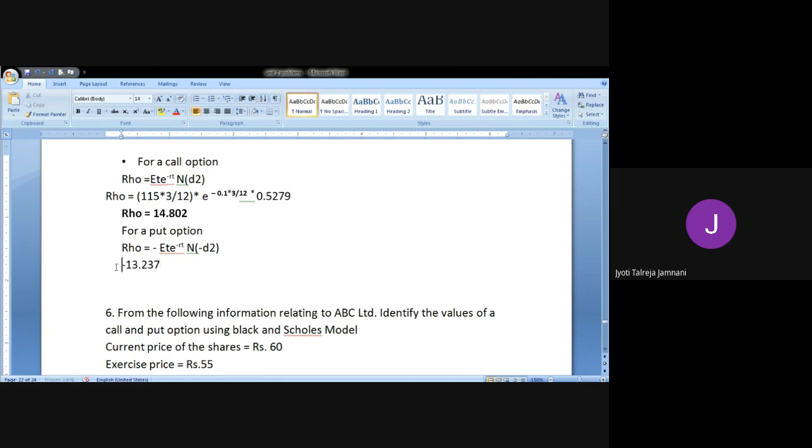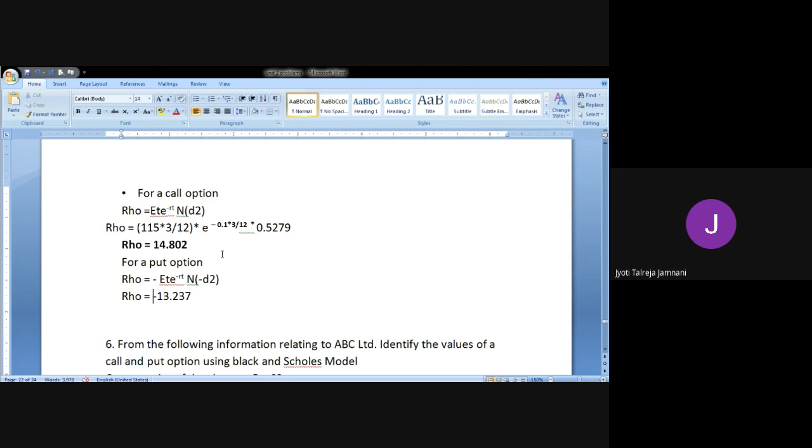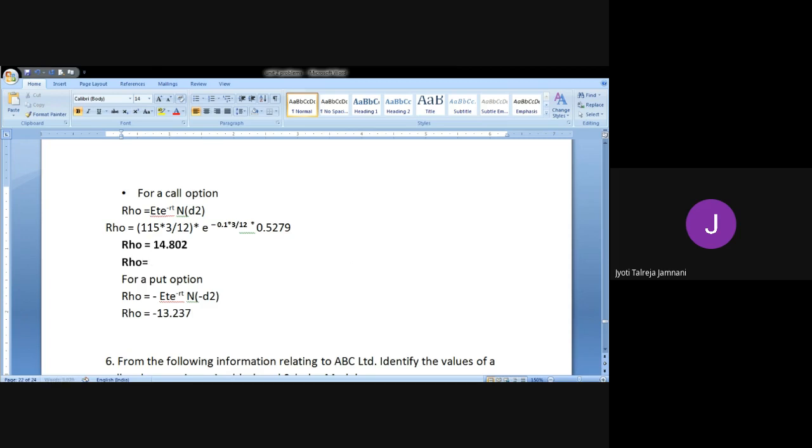Okay, now I want to tell you one thing about rho. When we calculate rho, it basically measures, if the interest rate changes, by how much the value of a call option will change. So usually when you get 14.802, that doesn't mean that by a 1% change in interest, the value of the call option will change by 14 rupees. So what we do is, if you want to know from a 1% point of view, you should do 14.802 divided by 100, because there are 100 if you want it in percentage terms.